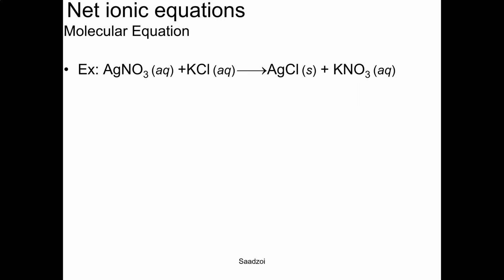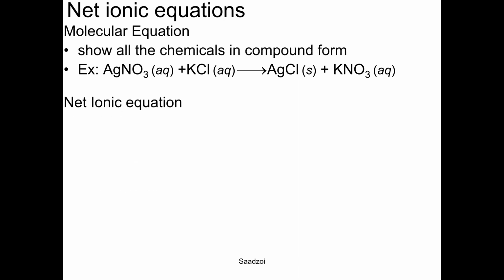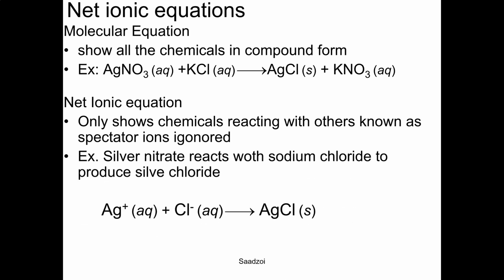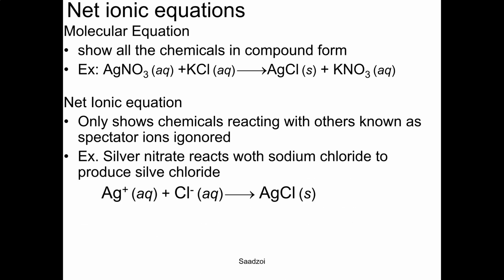Net ionic equations, these are ways of writing equations out. So you have the molecular equation, in which everything is written out. You can see all the elements and their forms. The difference between that and a net ionic equation is that the net ionic only deals with what is actually involved in a reaction. Not all these chemicals are reacting. Some of them are just hanging out and spectating, which we call spectator ions. So what's the net ionic equation for this? Get rid of all the spectators. So silver nitrate reacts with sodium chloride to produce silver chloride.